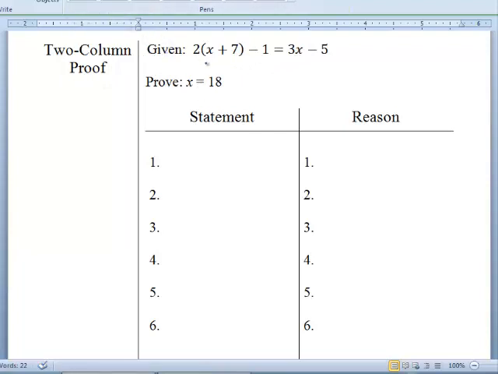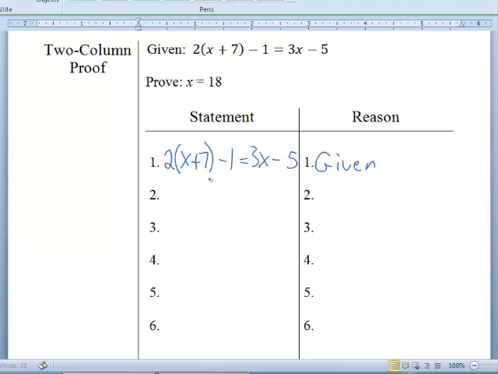Okay, in this example, we already have an equation, and they've already told us what the answer is. We just want to go through the steps and prove that it actually is those things using these properties of equality. All right, the very first thing that we always start with in a two-column proof is always the given. You can put that first on the right-hand side for reasons, is always given. So then on the statement side, you want to write down the statements and the steps that you take. So what is the given? It's 2 times x plus 7 minus 1 is equal to 3x minus 5.